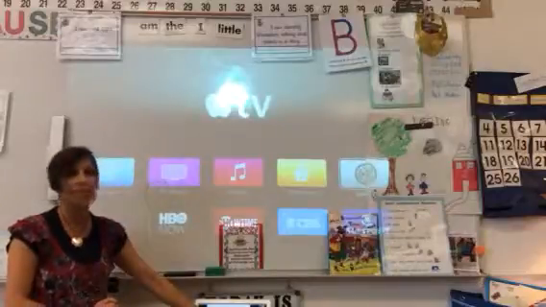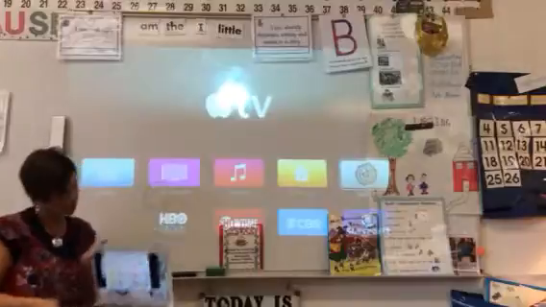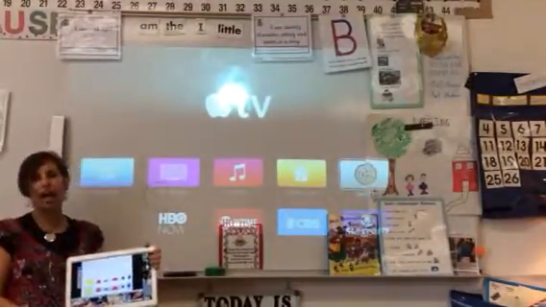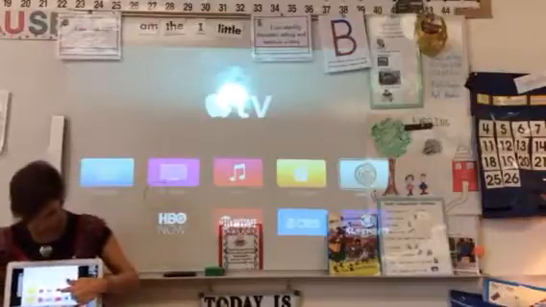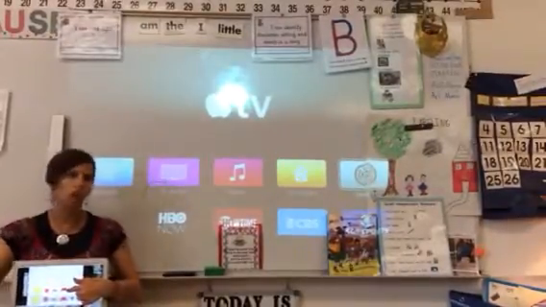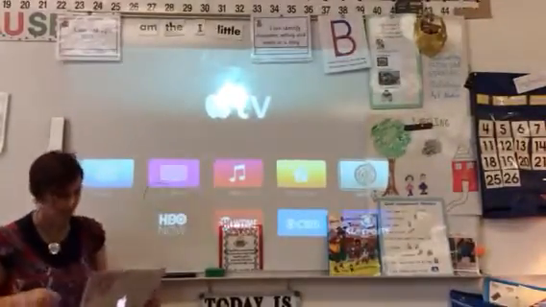What shape is this? 1, 2, 3, tell me. Trapezoid. A trapezoid. We talked about trapezoids not that long ago. What is a trapezoid? Turn and talk.